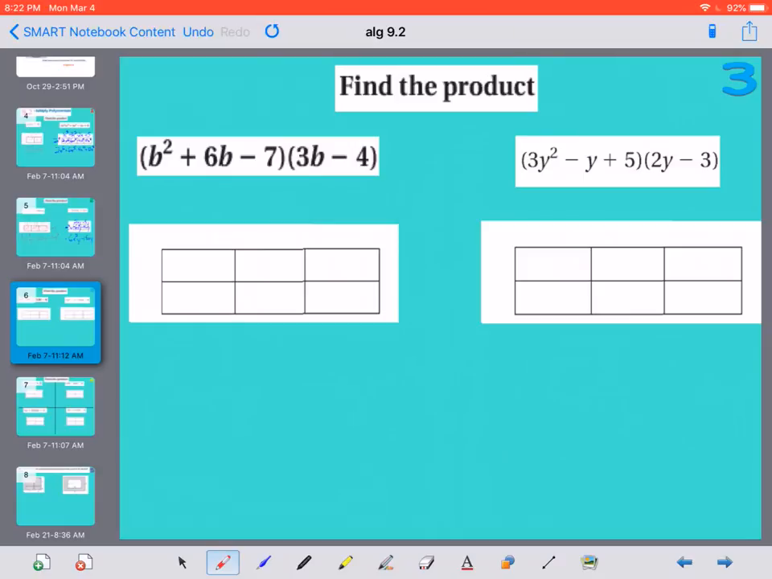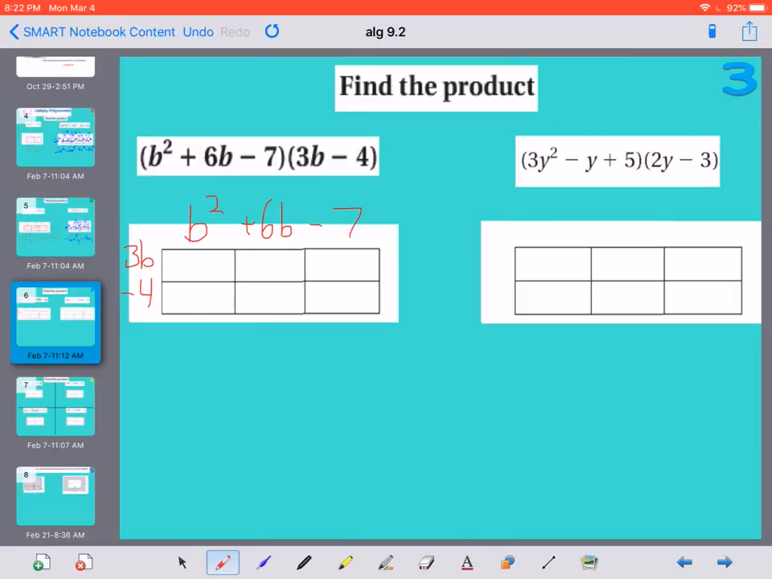Now we're going to add another row to our boxes. This is because we're multiplying by two polynomials. So I'm going to put 3b minus 4 here. And we're going to have b squared plus 6b minus 7. I'm going to make my 6 look a little bit more like a 6. So plus 6b minus 7. So now I'm just going to multiply everything.